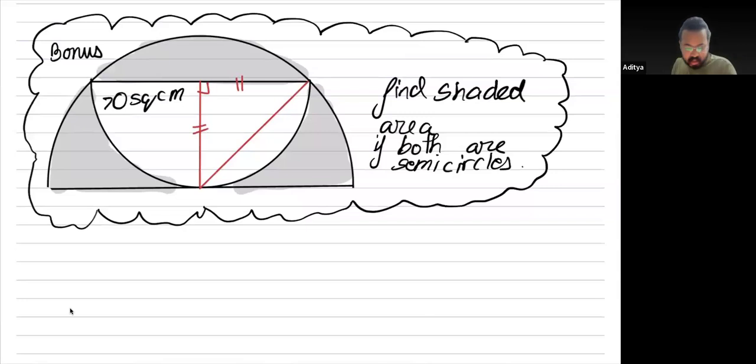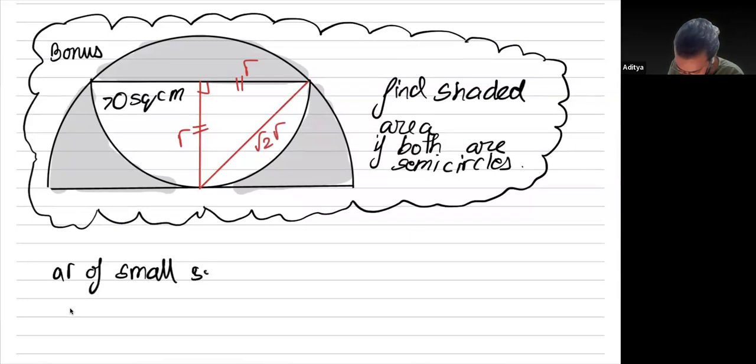Bonus question. I am now discussing it. You have this as one of the radii, this is the other radii. This is the radii of the larger semicircle. If this is R, this is R, this is R, and this is root 2 R from Pythagoras theorem. Area of small semicircle is equal to half pi R square.